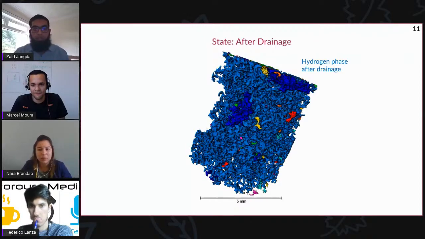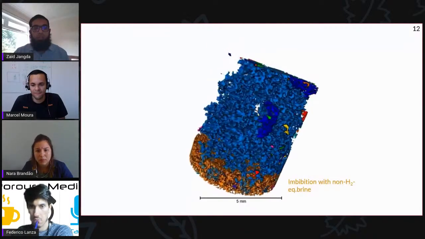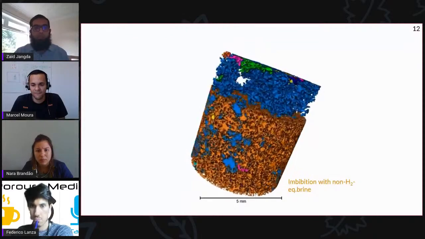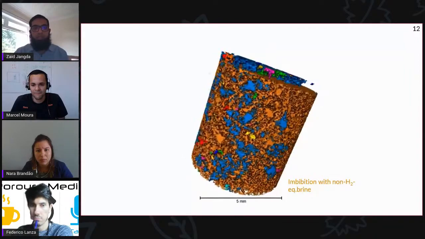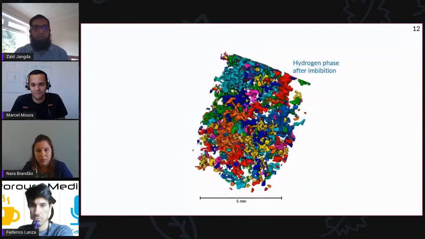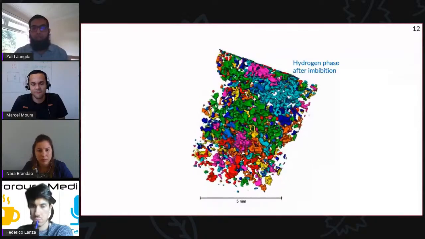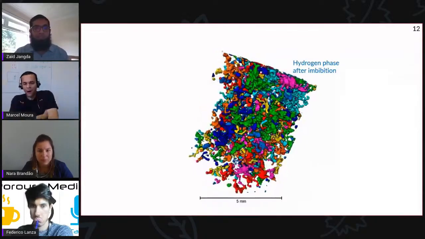I'm showing you right now the second cycle, when we displace the hydrogen with brine. We inject brine from the bottom into the sample. Once the brine is injected, we see that the hydrogen, the large connected ganglia, has broken into small trapped ganglia. And obviously the saturation decreases. This was evident in both of the cycles.